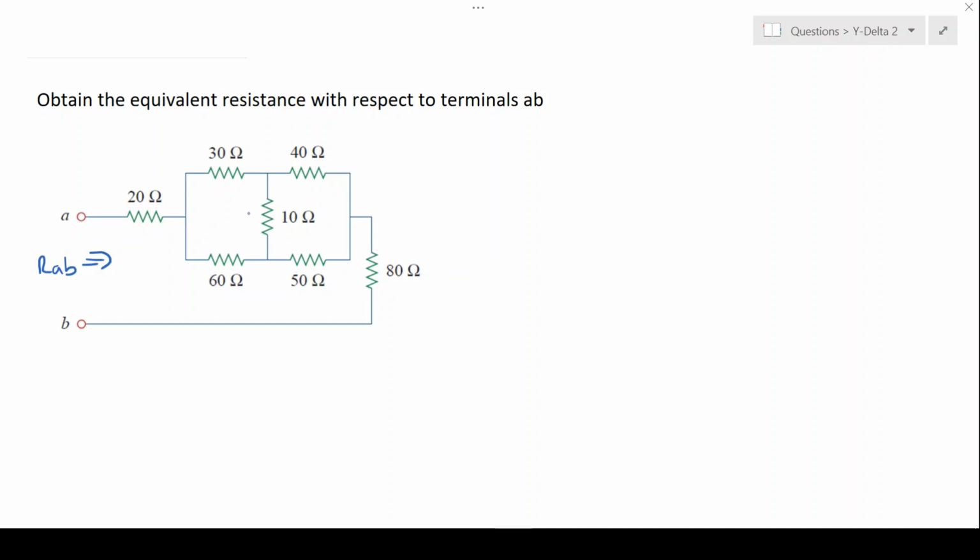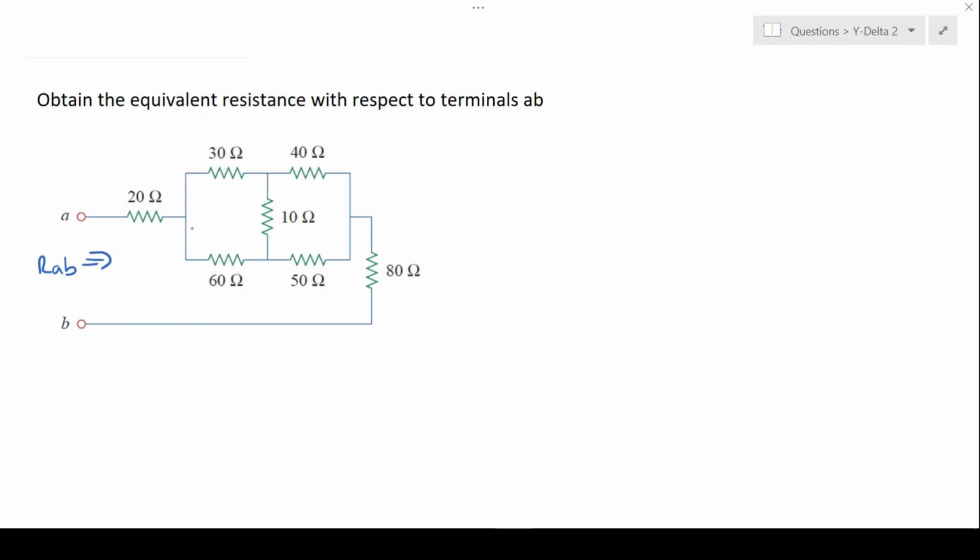The first step is to always identify any series and parallel circuits. We've got elements, and we can see that there aren't really any series or parallel connections as yet, mainly because of this 10 ohm resistor. We can't say that the 30 and the 60 or the 40 and the 50 are connected in series or in parallel.